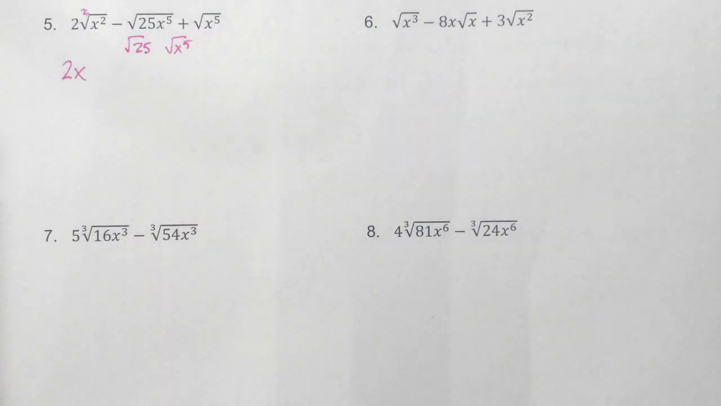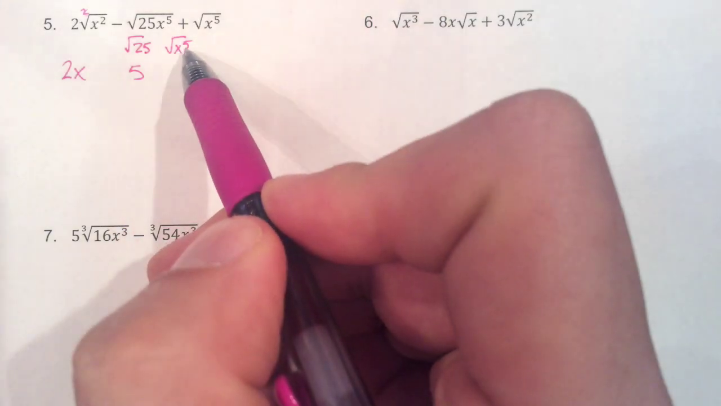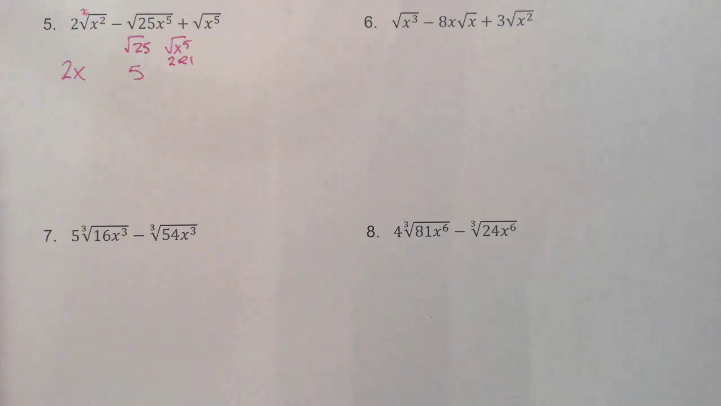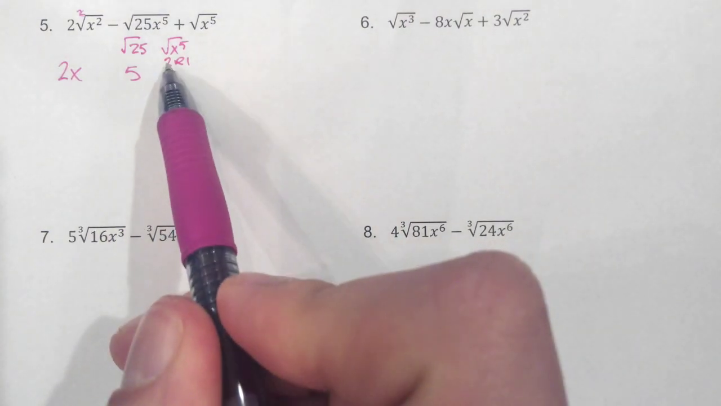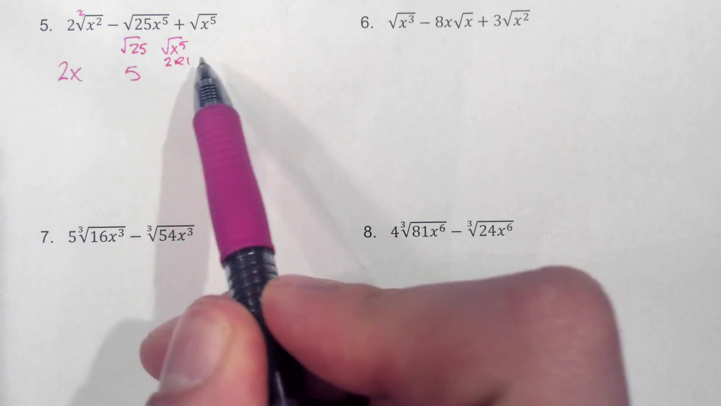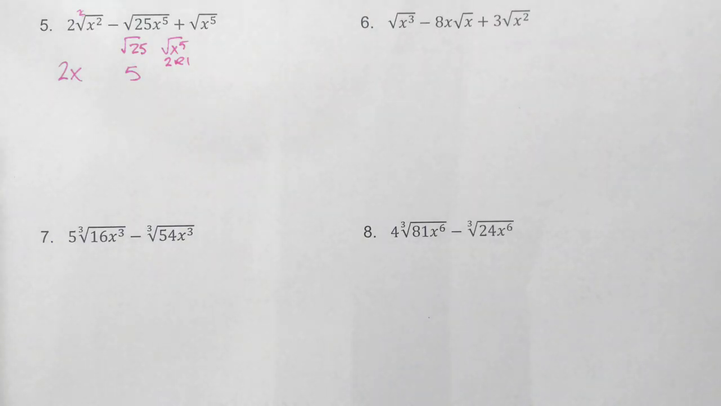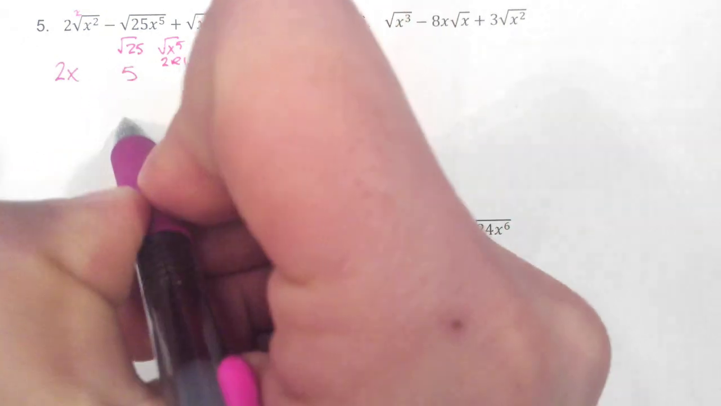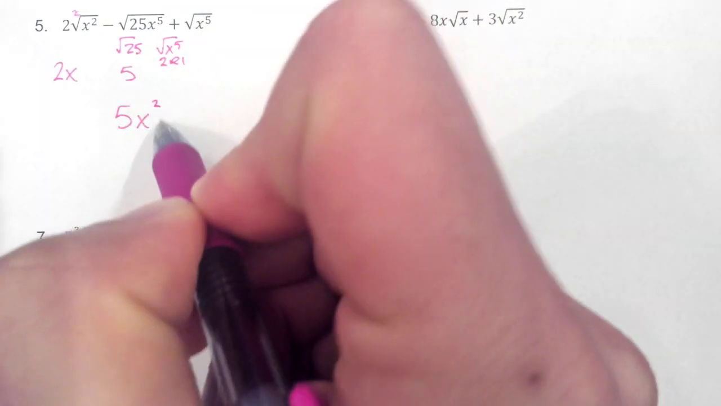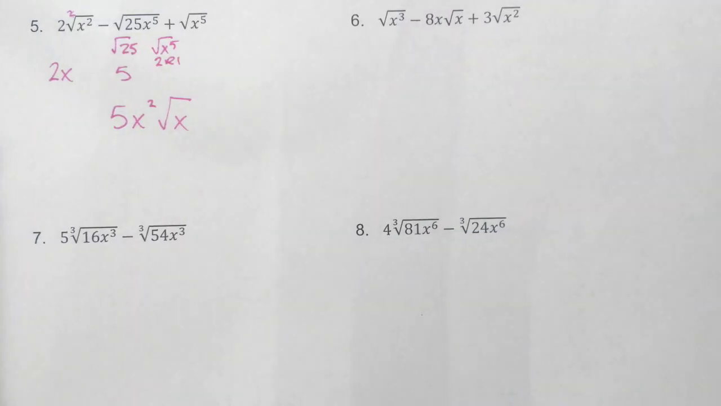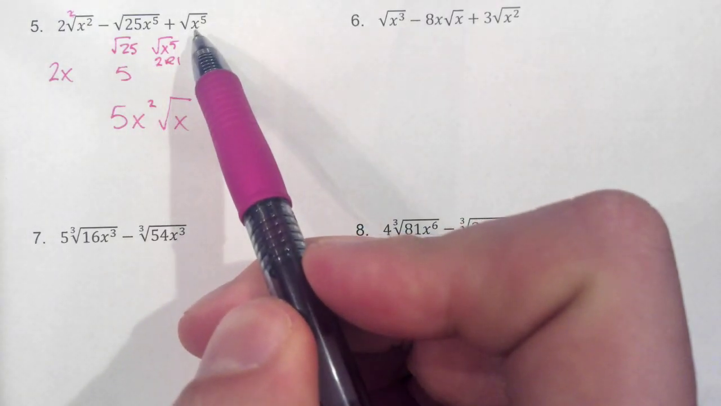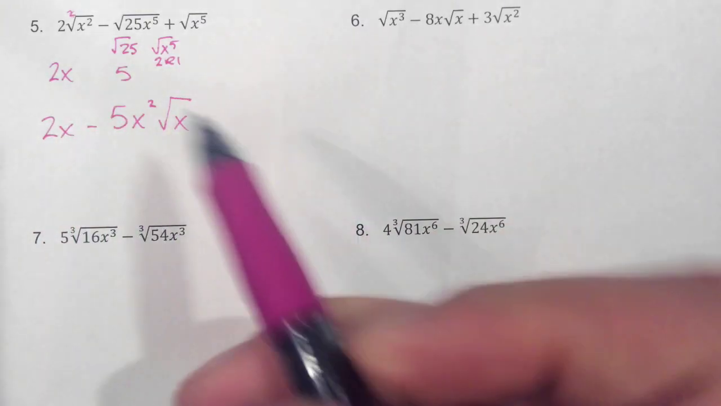Here, we'll simplify each of these pieces. The square root of 25 and then the square root of x to the 5th, right? So the square root of 25 is clearly 5. And then what's 5 divided by 2? That would be 2 with a remainder of 1, right? So remember, this first number represents the exponents outside of the radical. The remainder represents the number of exponents inside of the radical. So that's going to be 5x squared with the square root of x. And then I'm going to rewrite that 2x and put that minus sign there.